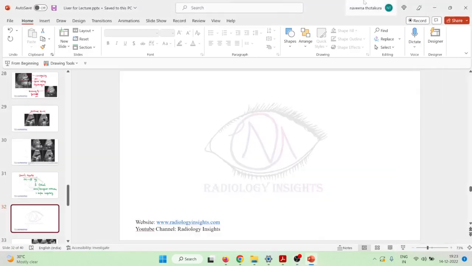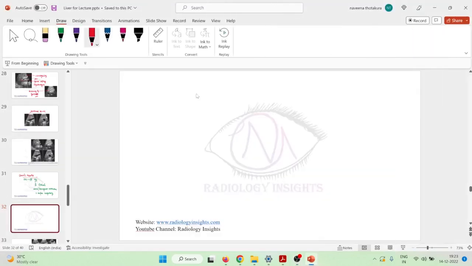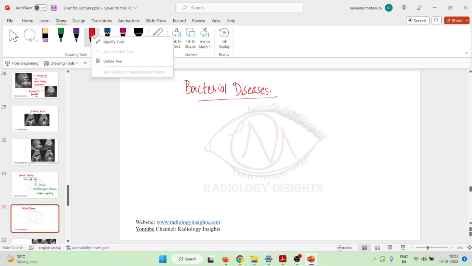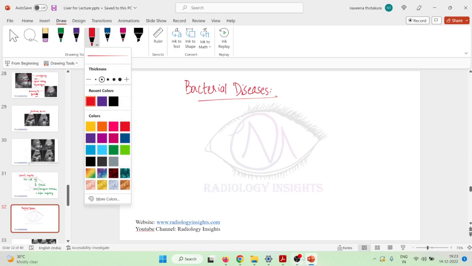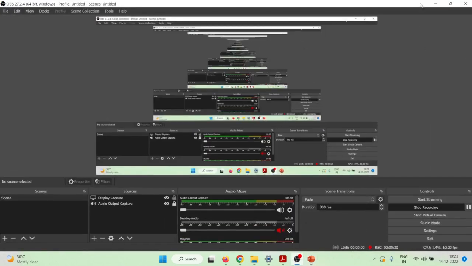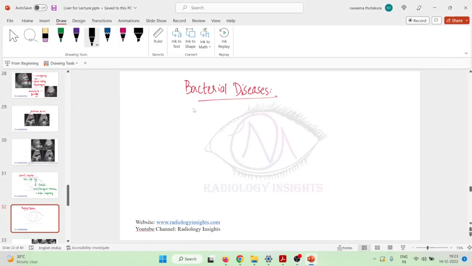Hello friends, let us now learn some bacterial diseases which can infect the liver and cause lesions in the liver. Okay, so first and foremost, how does a bacterial disease reach the liver? This is one question, right? How does a bacterial disease reach the liver?